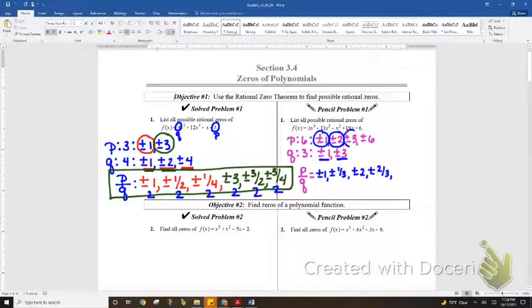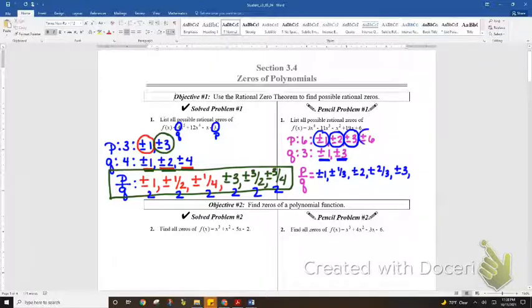Then I'm going to take my next p, which is a 3, over both of my q's. So 3 over 1 is 3, and 3 over 3 is 1. But I already have 1 written right here at the very beginning, so I do not have to write it again.